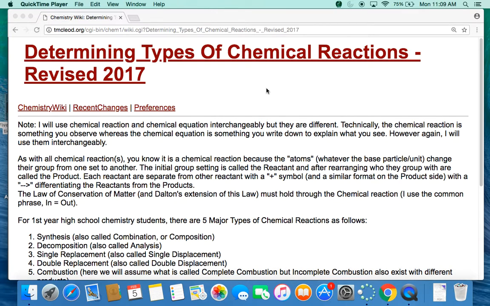So if a chemical reaction is simply the material going in reorganizing to come out, then the law of conservation must apply. And we'll get more into that when we do balancing and stoichiometry and other applications of chemical reactions.